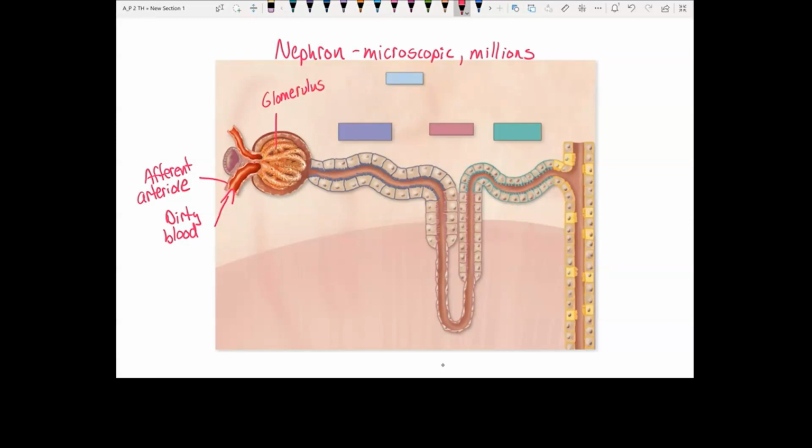The glomerulus is a ball of capillaries, so it is a special type of capillary. It's only found in the kidney. And remember, capillaries are permeable. So they have holes so stuff can flow in and out. So this is where you're going to have filtration occur. Anything small enough to fit through the holes in the glomerulus will leave the blood.